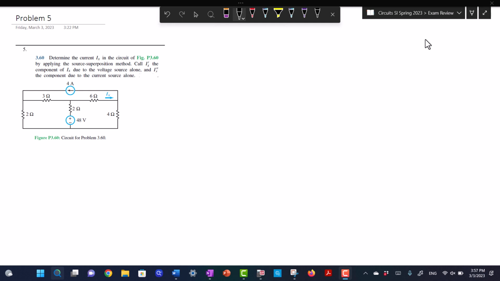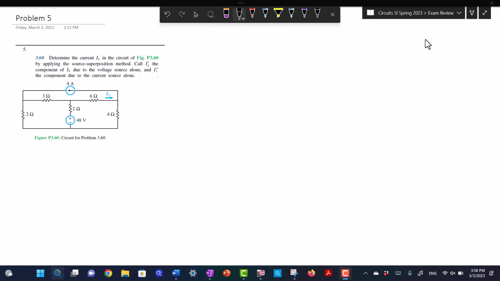What we're supposed to do here is to find Ix. And we're supposed to find Ix using source superposition, meaning you find the current using just one source, and then you find the current just using another source, and you keep going through however many sources you have, and then you add them all up, and that's what your total current is.